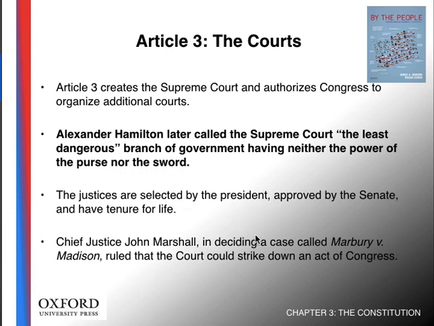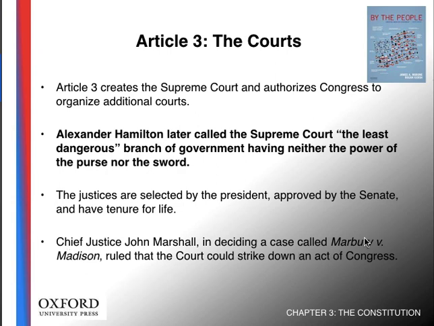The justices are selected by the president and approved by the Senate and have tenure for life. That means they can stay in their job for life. Now, just to be clear, we're talking about federal judges, not Nevada state judges, federal judges. When we get to the judiciary branch, we'll talk about how Nevada elects their judges, but on the federal level, they are selected by the president.